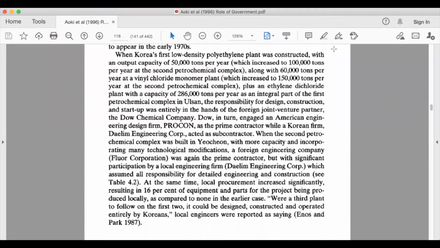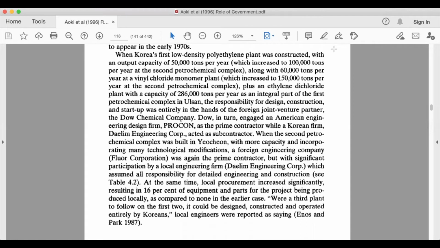When Korea's first low-density polyethylene power plant was constructed with an output capacity of 50,000 tons per year, which increased to 100,000 tons per year at the second petrochemical complex, along with 60,000 tons per year at a vinyl chloride monomer plant, which increased to 150,000 tons per year at the second petrochemical complex, plus an ethylene dichloride plant with a capacity of 286,000 tons per year. The responsibility for design, construction, and startup was entirely in the hands of the foreign joint venture partner, the Dow Chemical Company. Dow, in turn, engaged an American design firm, Procon, as a prime contractor, while a Korean firm, Dalam Engineering Corp., acted as a subcontractor.